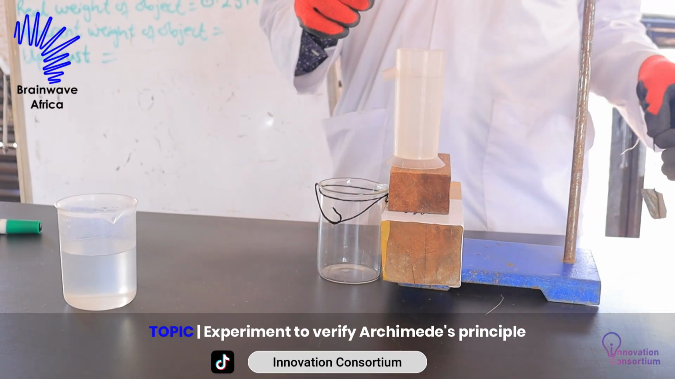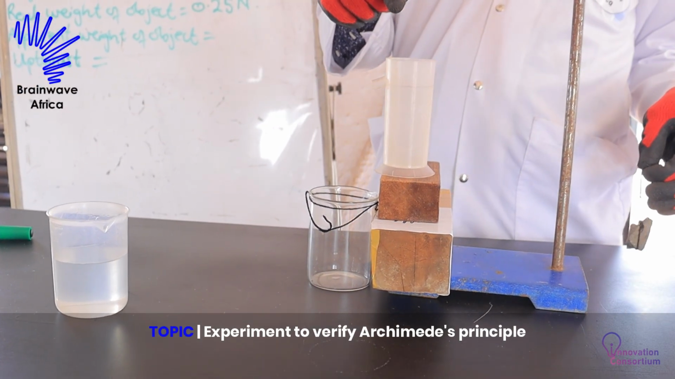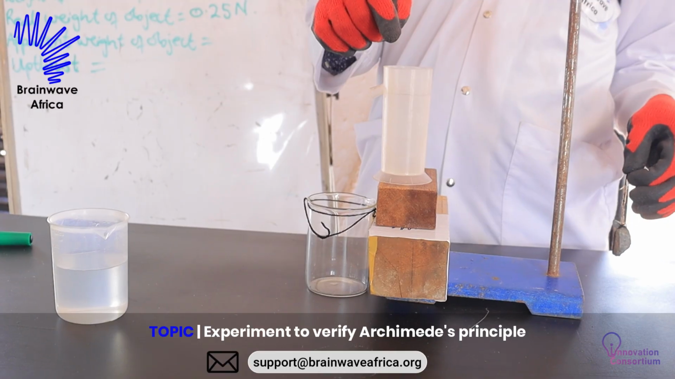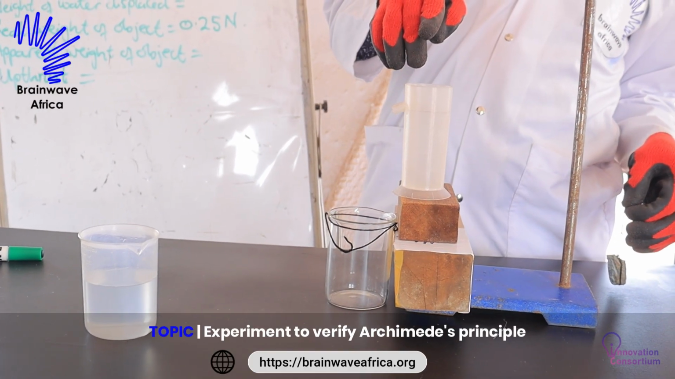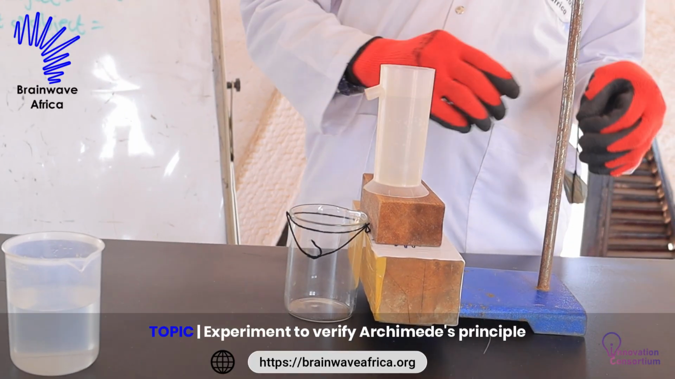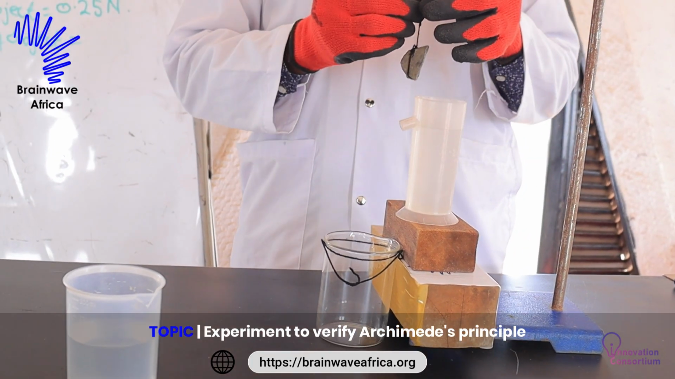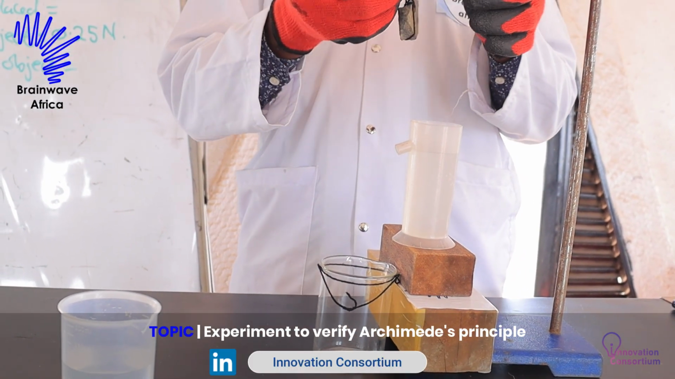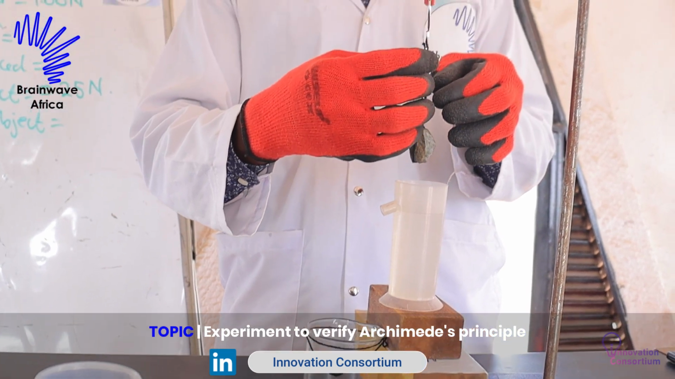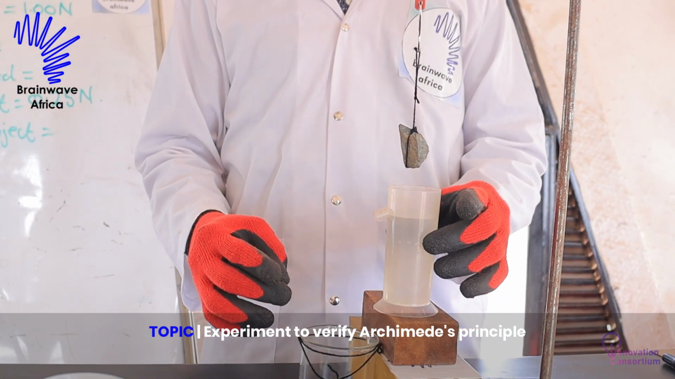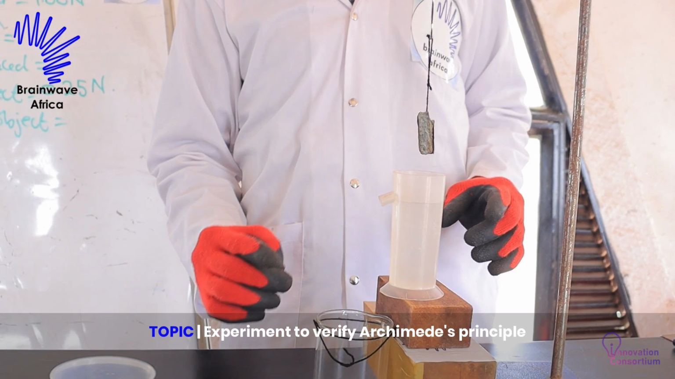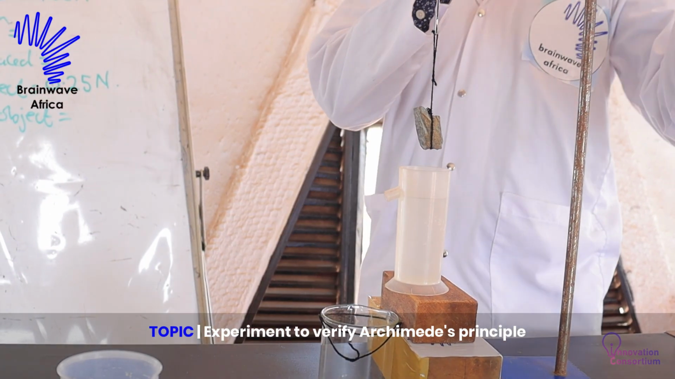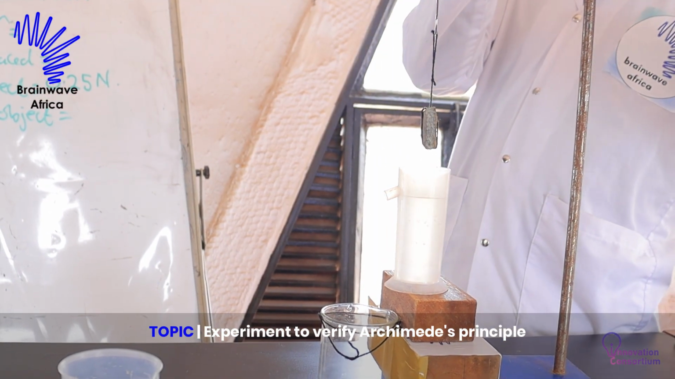So we have filled the Eureka can, the overflow can, with water just up to the spout where the water goes out. Now we are going to suspend the stone and then lower the stone into the water and then collect the water which will have been displaced.